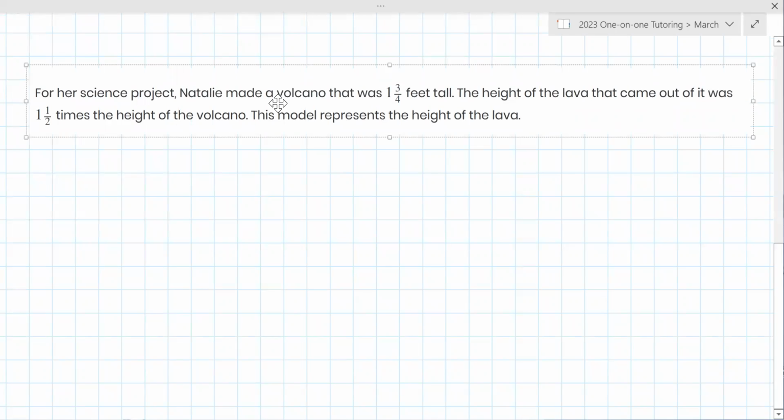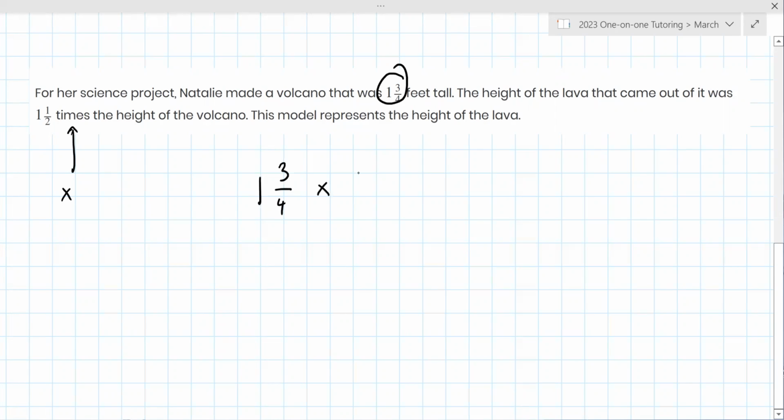All right, for her science project, Natalie made a volcano that was 1¾ feet tall. The height of the lava that came out of it was 1½ times. What math operation is that? Multiplication, yeah. So you're going to take 1¾ and multiply it by 1½. Before you multiply, can you give me the 2 improper fractions that you see there?